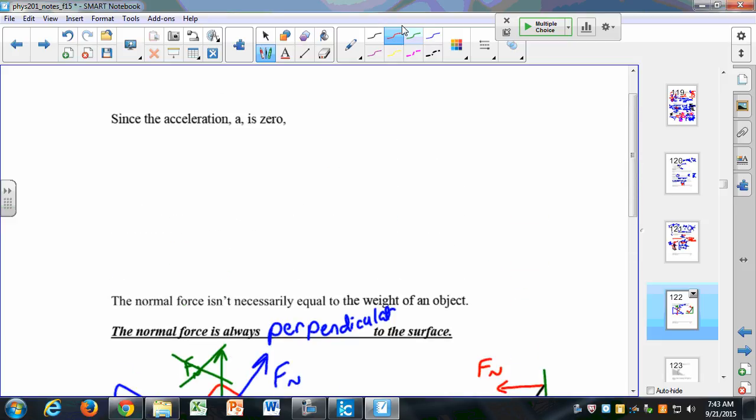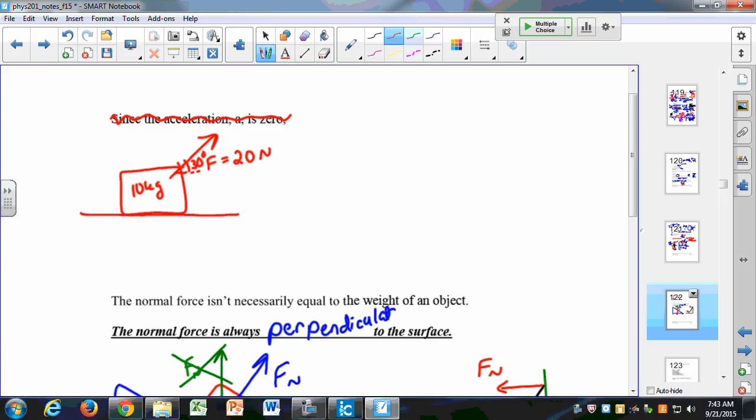All right. I want to actually use this space up here to work a different problem. Let's say that I have an object, say that I have a block, we'll say it's 10 kilograms, and I'm pulling on it in this direction with a force equal to 20 newtons at an angle of 30 degrees. And I want to know what is the normal force acting on that block. What is the normal force?